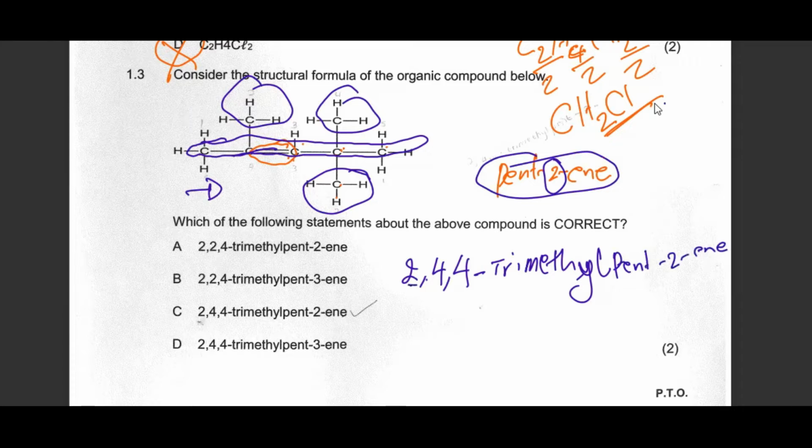Don't forget that a figure and a figure, we separate them by a comma, and a figure and a letter, we separate them by a dash. That's why here it is a figure, a letter, and a figure: dash, a figure and a letter, dash. So it means that that is going to be the answer. So now we come here and find out where the answer is. 2, 4, yes, trimethyl pent-2-ene. So this one becomes the answer.